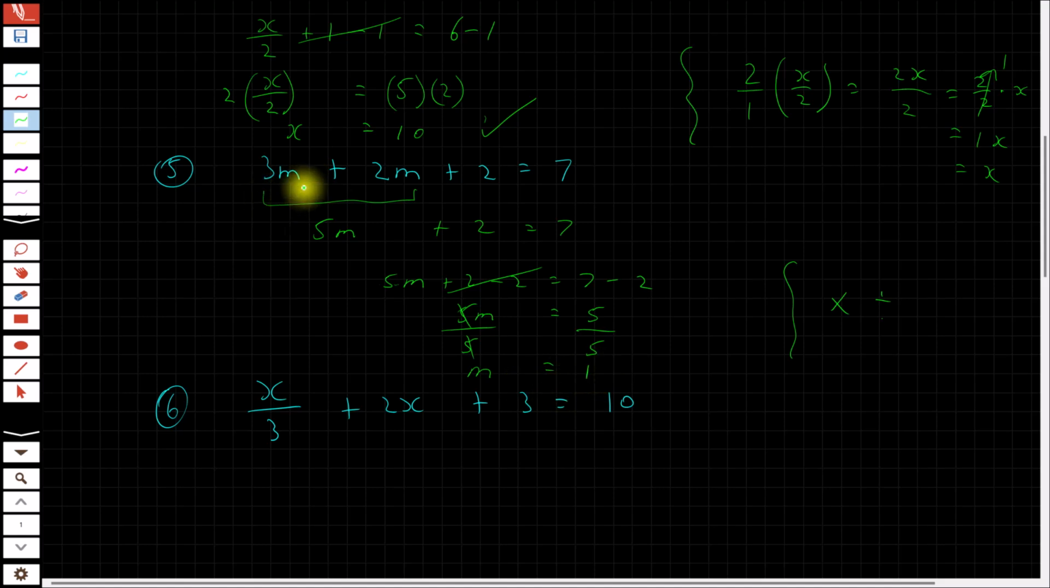We can check it. 3 times 1 is 3. Plus 2 times 1 is 2. So 3 plus 2 is 5. Plus 2 is 7. So it equals the right hand side, which is the correct answer.